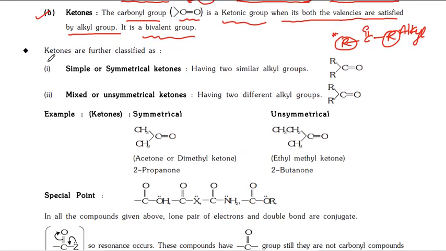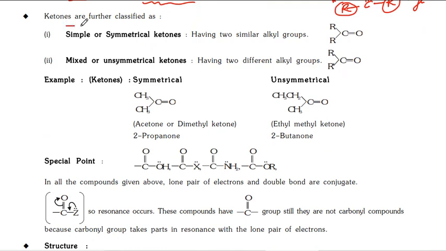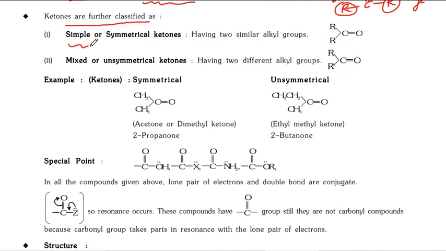Next, ketones are further classified into two types, simple and mixed. The simple one has another name, symmetrical ketones. The other one is unsymmetrical ketones. You know the meaning of symmetrical: if you cut it in half, the right side and left side should be similar or the same. See, if I cut it here, the below one is an R group, the above one is also an R group. For example, I can take a methyl group below and a methyl group above. It comes under simple or symmetrical.